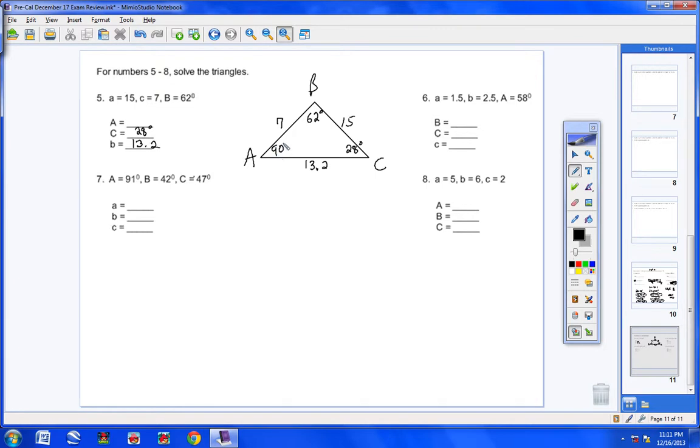Now, do you see how angle A does not look anything like a 90-degree angle? That's totally fine. Remember, we do not try to draw our triangles to scale. That's not a big deal. And so in this case, we're totally fine. All right?